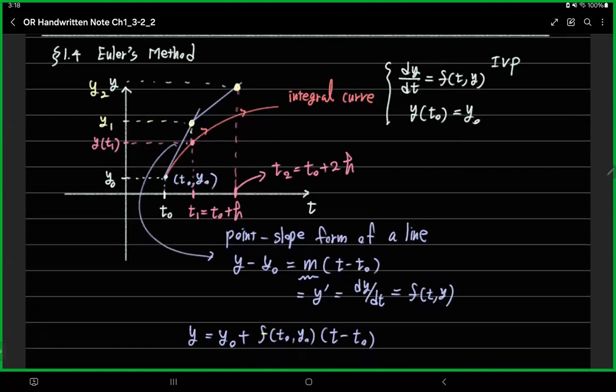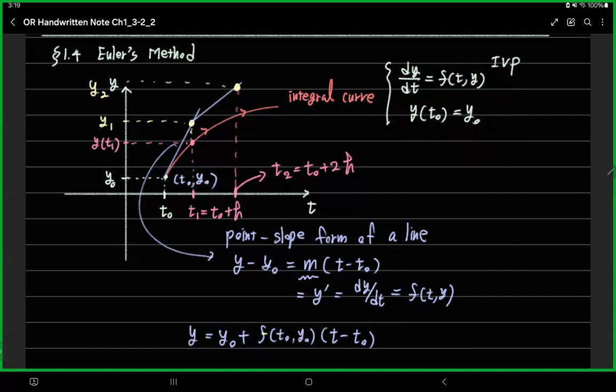Okay. Let's say this is the graph of the integral curve right here. Then this is the t-axis and the y-axis. Then let's consider the differential equation dy/dt is f of t comma y, and then with the initial condition. So this is the initial value problem.